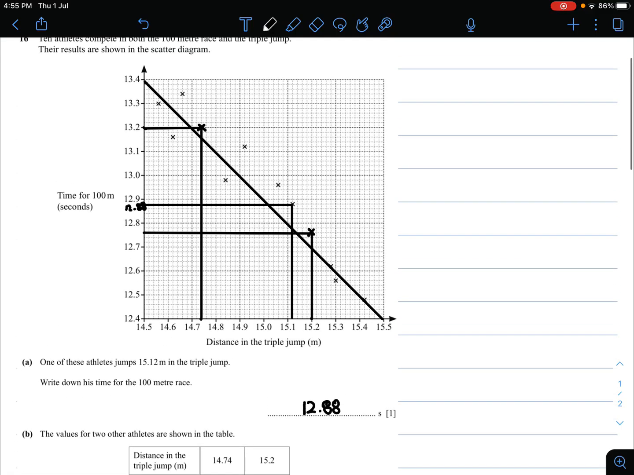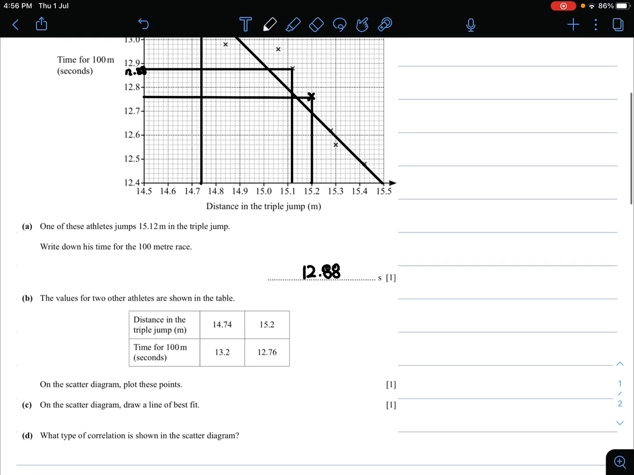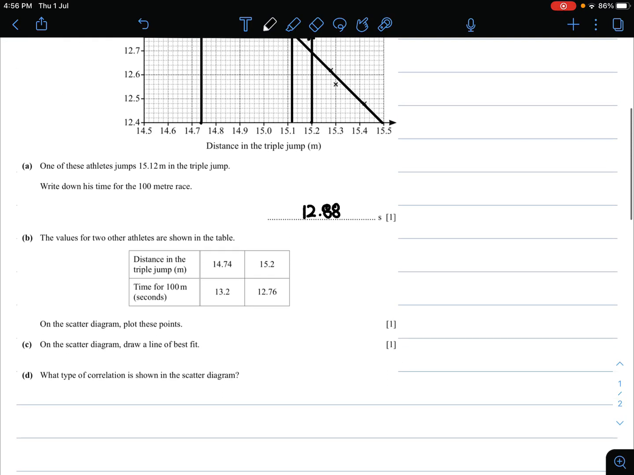As you can see here, there's 1, 2, 3, 4, 5, 6 on the right hand side, and there is 1, 2, 3, 4 on the left hand side. So that is almost equal. Now let's move on to part D.